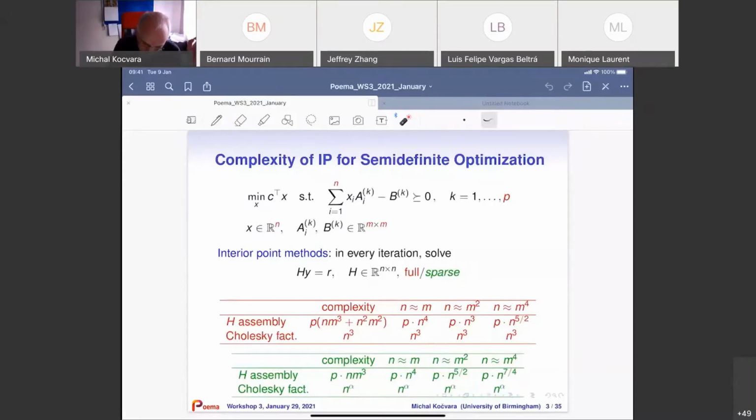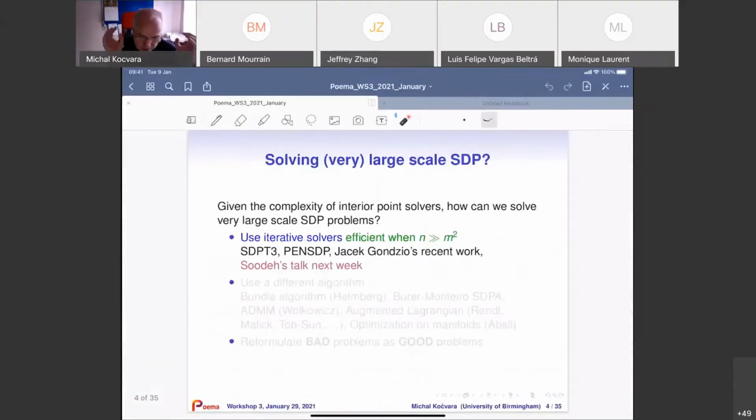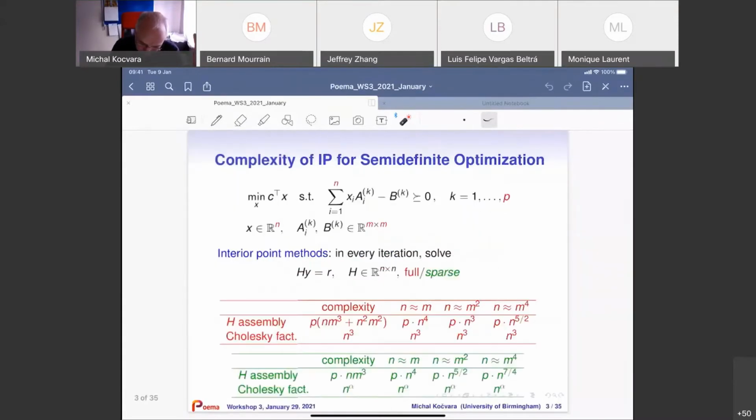Okay, so I will return to this green table in a second, but we may first ask: knowing this complexity of the interior point method, how can we solve very large SDP problems? In the case when n is much larger than m, we have seen that the Hessian, the solution of that system, the Cholesky factorization, is becoming the dominant factor. It is more costly than the assembly of the matrix.